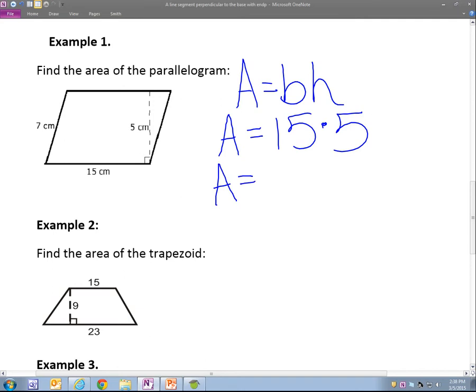You guys should all be able to do that off the top of your head. Yes, it is 75. Not just 75, but 75 centimeters. And am I done? No. What little bit do I need? Circle the answer? Okay, sure, yeah.